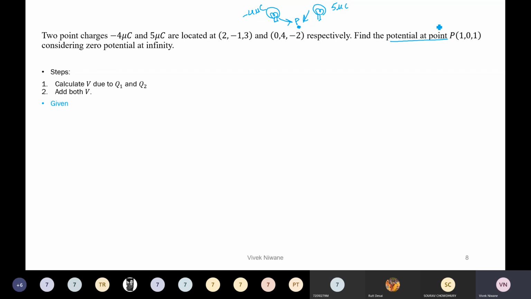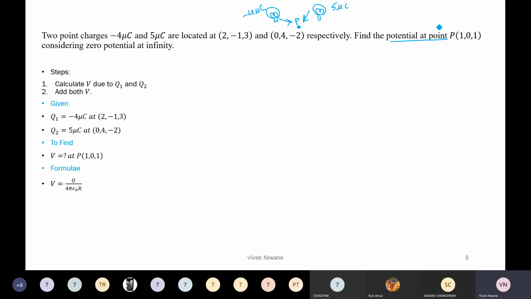So let us look at the given quantities. We have a point charge Q1. Q1 is not written in the numerical, we have to assume that. So Q1 is minus 4 microcoulomb at (2, -1, 3) and Q2 is 5 microcoulomb at (0, 4, -2). We need to find the potential at P. Formally, V is expressed as Q upon 4 pi epsilon 0 R.